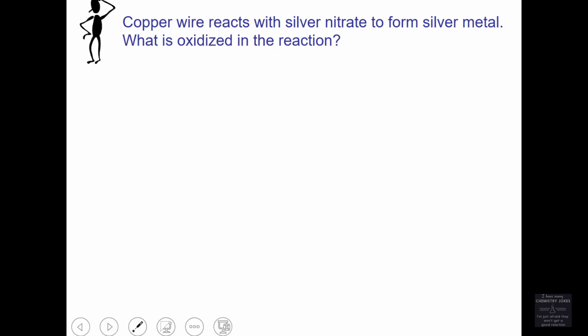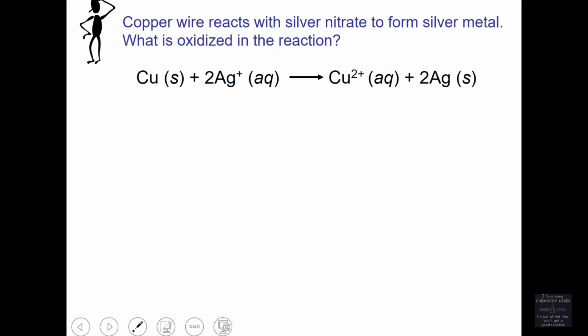Here's a sentence that describes a redox reaction. Copper wire reacts with silver nitrate to form silver metal. What's oxidized? So first, you need to come up with a balanced equation. Copper wire, that's copper solid, with silver nitrate, Ag+ is the important part, the oxidation-reduction part. It will form silver metal. So we've got silver metal over here. We're going to create the stable copper 2+ ion.